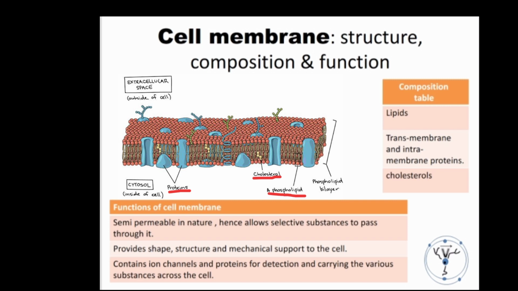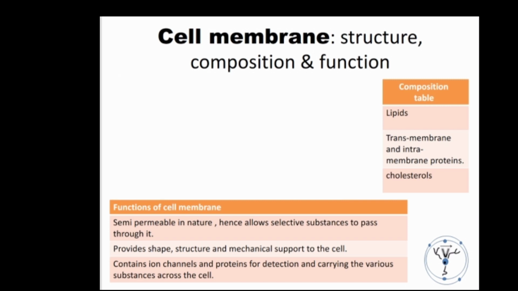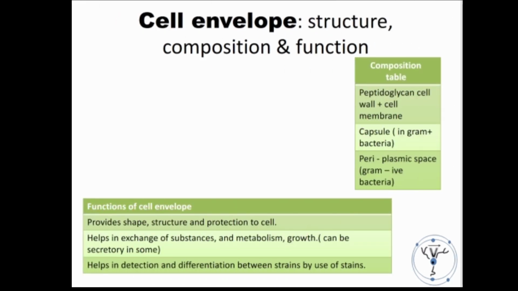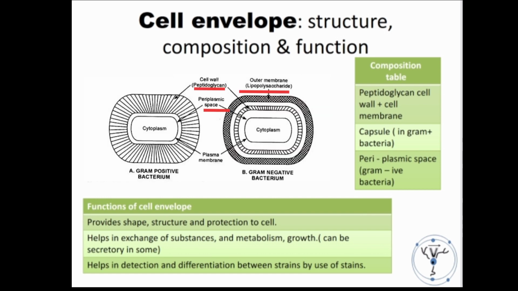Now let us move on to the next kind of cell covering, that is cell envelope, that is found in the prokaryotic forms. Talking about the most interesting kind of cell covering, that is cell envelope, found in maximum number of prokaryotic cells, many bacterial cells, if we take for an example. A more general view of the function speaks about its role in providing protection, shape, structure, helping in exchange of substances with the prokaryotic cell.